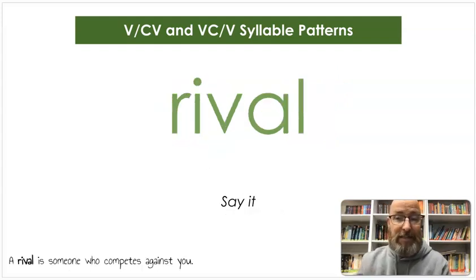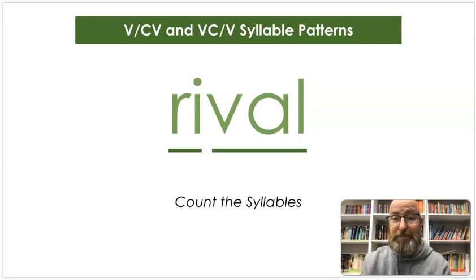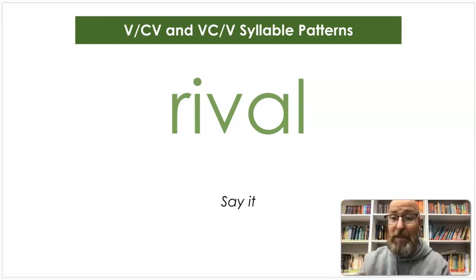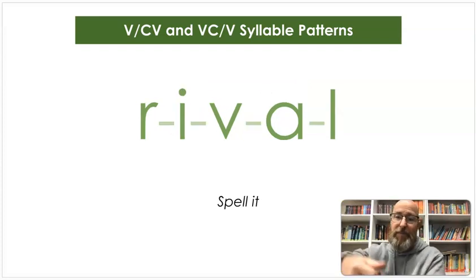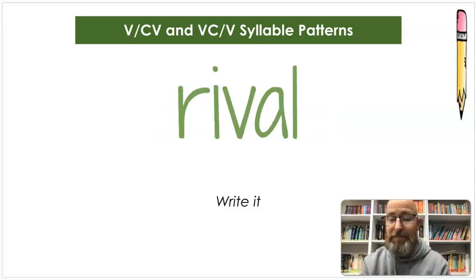Our next word is rival. Say rival. A rival is someone who competes against you. Let's count the syllables. Rival. Let's spell it. R-I-V-A-L. Rival. And let's write it.